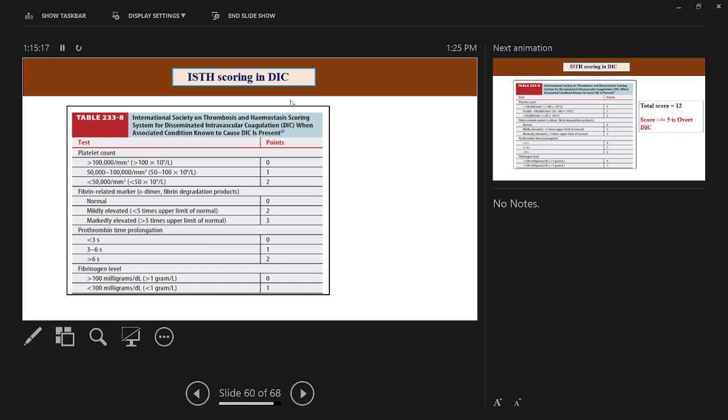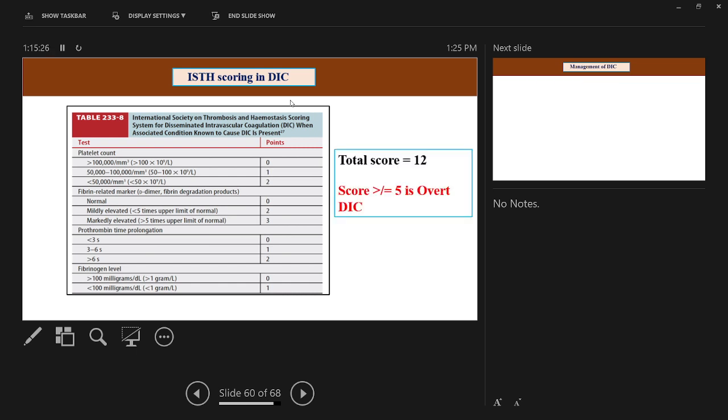And fibrin markers such as D-dimer and FDPs can be normal, mildly elevated, or markedly elevated, which is given a score of 0, 2, and 3. So the total score is 12, and it is called overt DIC when it is greater than or equal to 5. Now, in overt DIC, it is seen that there is an increased risk of mortality. This is to predict the mortality risk in patients with DIC.